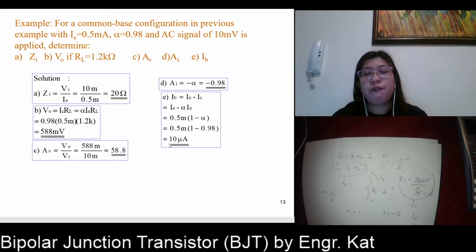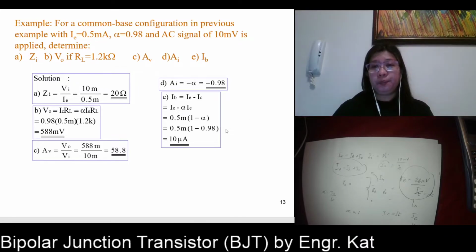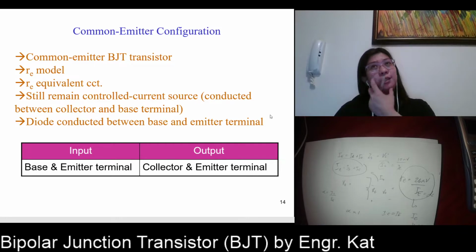Comparing the values for the three currents, still in AC analysis, your IB is still the lowest of the three. Usually IB is in microamperes, while your collector and emitter currents are almost equal and in the milliampere range. Okay, so that's it, just a formula.